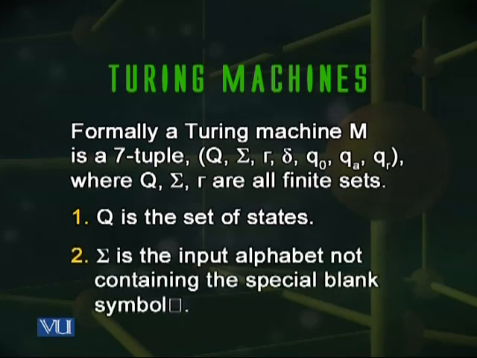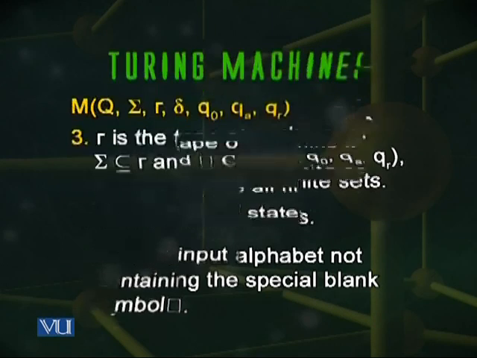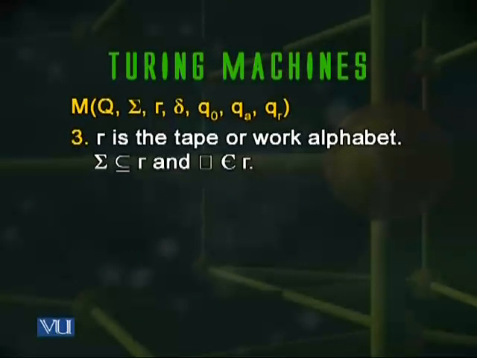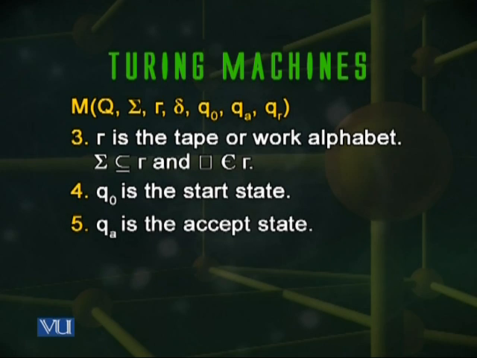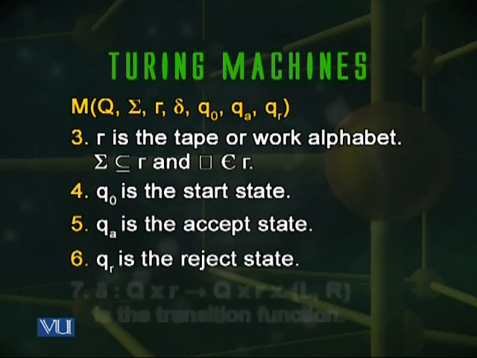Sigma is the input alphabet, and this alphabet is not allowed to contain a special symbol which is called the blank. The work alphabet is going to be a superset of the input alphabet, and it will contain this special symbol called the blank. Q naught is going to be the start state. QA is going to be the accept state of this Turing machine.